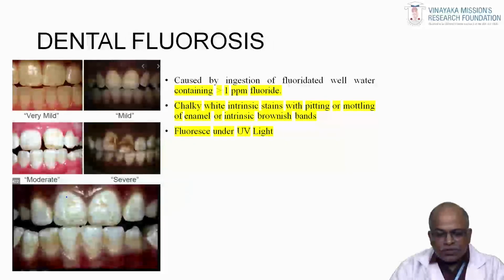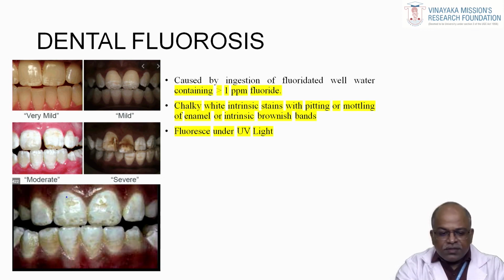Dental fluorosis is commonly seen in the fluoride belt regions among people of Salem, Dharmapuri, Hosur, and Krishnagiri districts. It results in an unaesthetic, chalky white appearance on the surface of the tooth and also results in pitting or mottling of the enamel. It is usually caused by ingestion of fluoridated well water containing greater than 1 part per million fluoride.